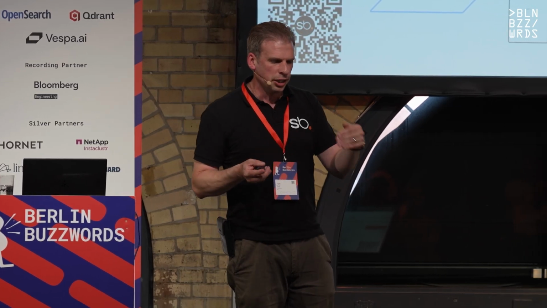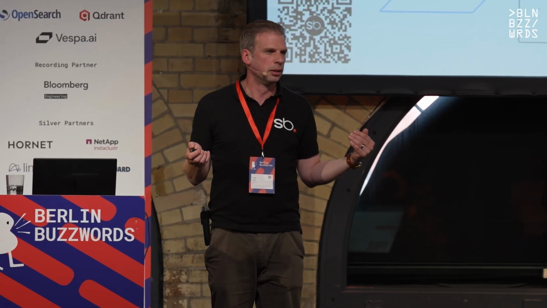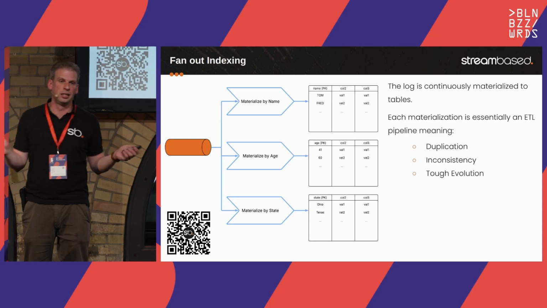So if each one of these is a separate ETL pipeline that is completely independent of the other one, how do you know that they're all caught up when you're going to query? Let's say I have an application that queries by name and then queries by age. How do I know the record populations are even nearly the same? I have no guarantees in any way about that.